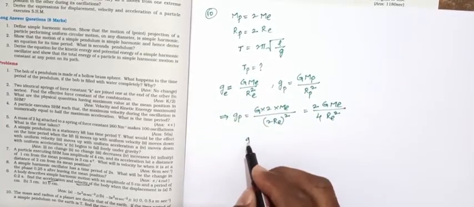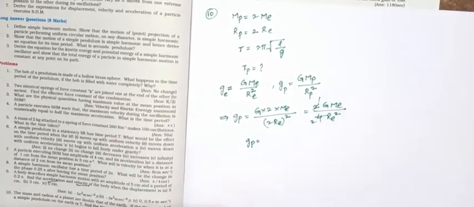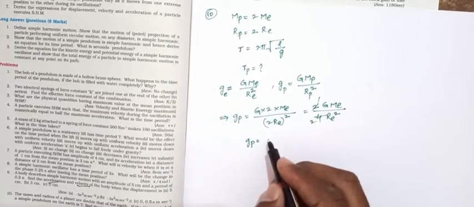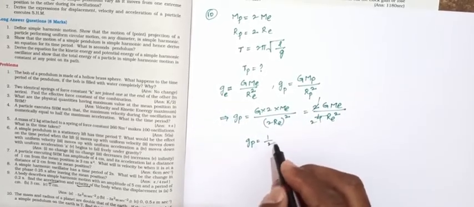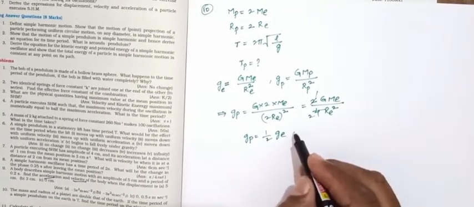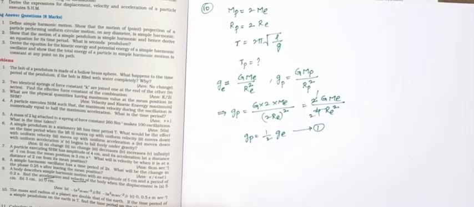So gp equals 2 by 4, and G Me by Re square equals ge. So gp equals 1 by 2 ge. Okay, this is equation number 1, gp equals ge by 2.